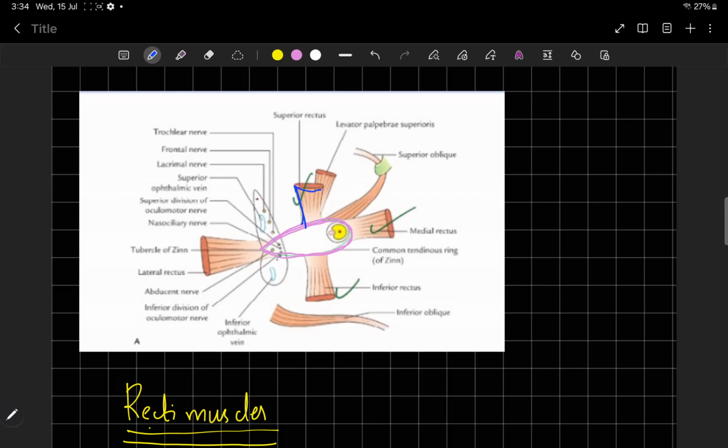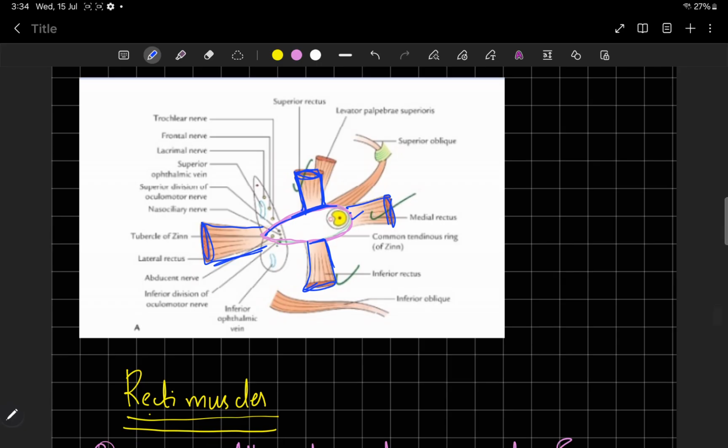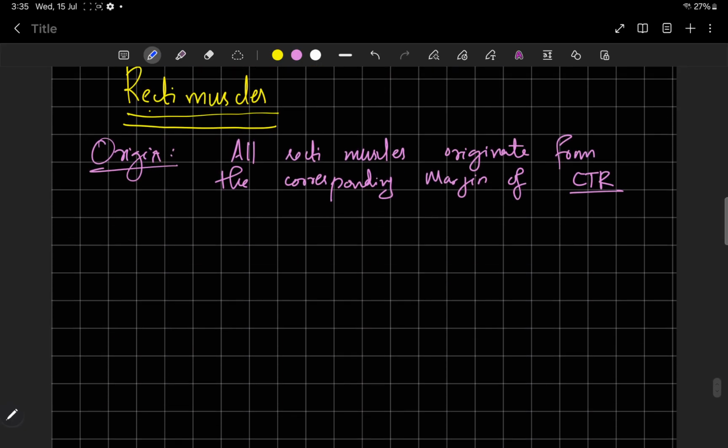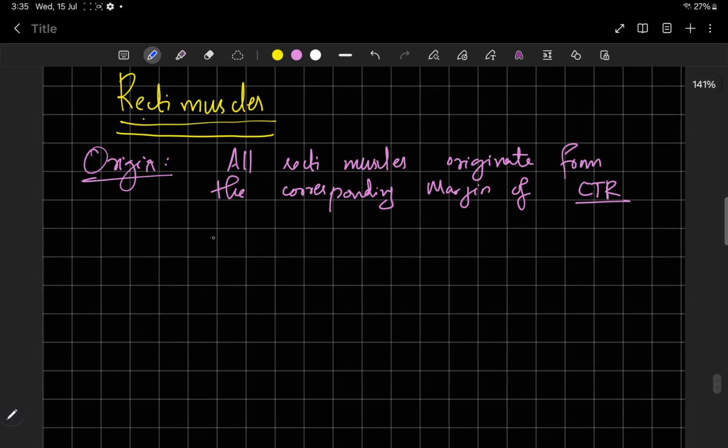This is the superior rectus, inferior rectus, medial rectus and lateral rectus. All of them arise from the corresponding margin: from the superior margin of the common tendinous ring, superior rectus; from the inferior margin, inferior rectus; from the lateral margin, lateral rectus; and from the medial margin, medial rectus. That is the origin of all the recti muscles. An extra point is that the lateral rectus muscle has 2 heads.